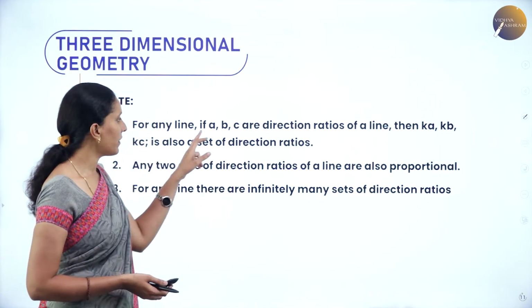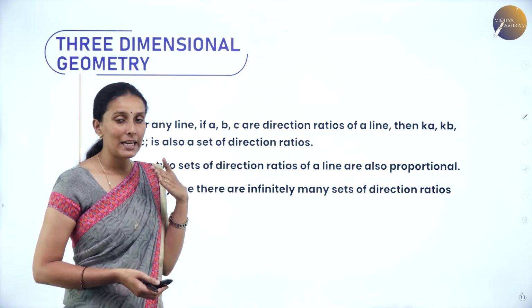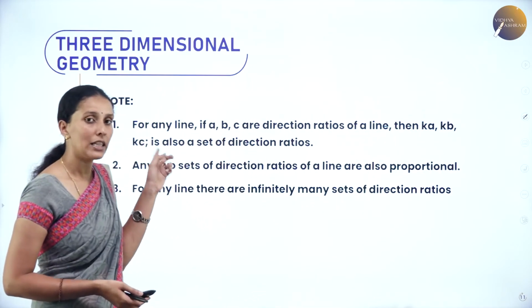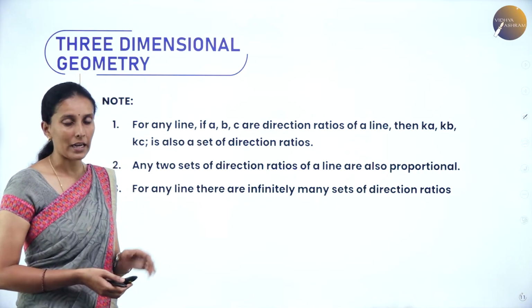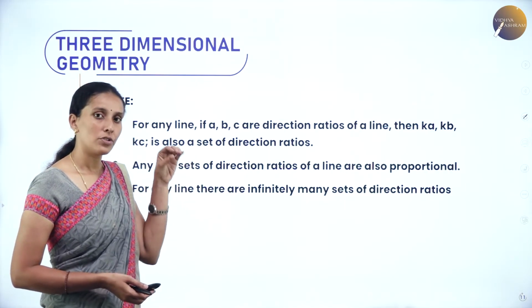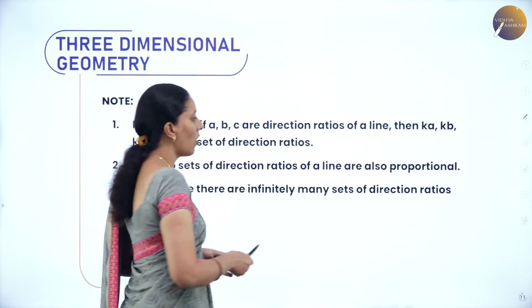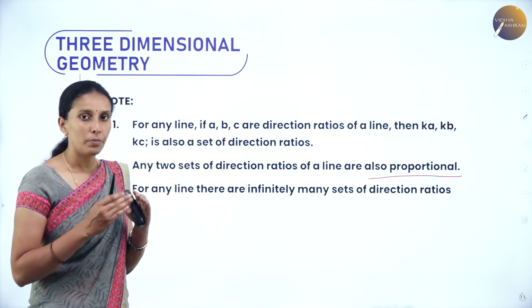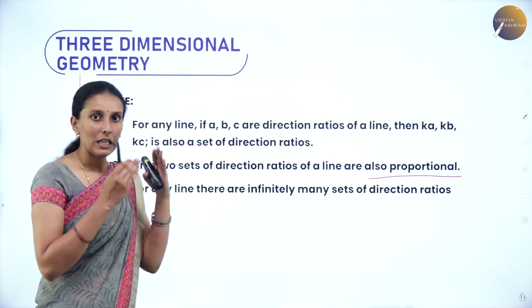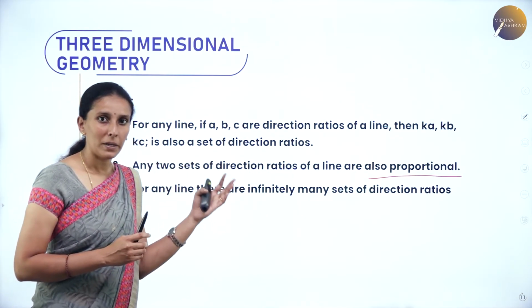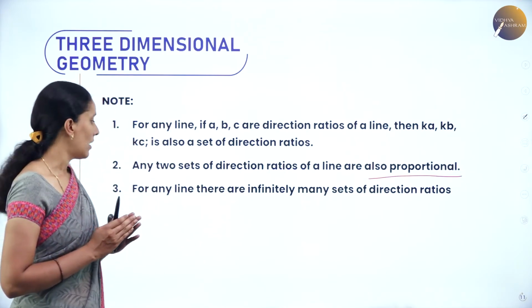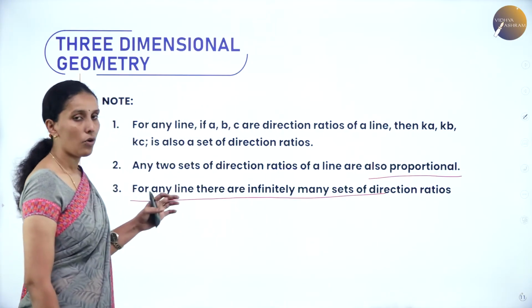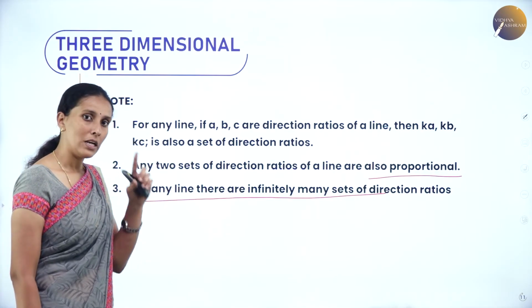Now, for any line, if A, B, C are the direction ratios of a line, then any constant multiplied to all the direction ratios, like Ka, Kb, Kc, is also direction ratios of the given line. And if you have two sets of direction ratios of the same line, then obviously they are proportional. So if A1, B1, C1 and A2, B2, C2 are direction ratios of the same line, then A1 by A2 equals B1 by B2 equals C1 by C2. And for any line, there are infinitely many sets of direction ratios, so we can form many sets of direction ratios for a single line.